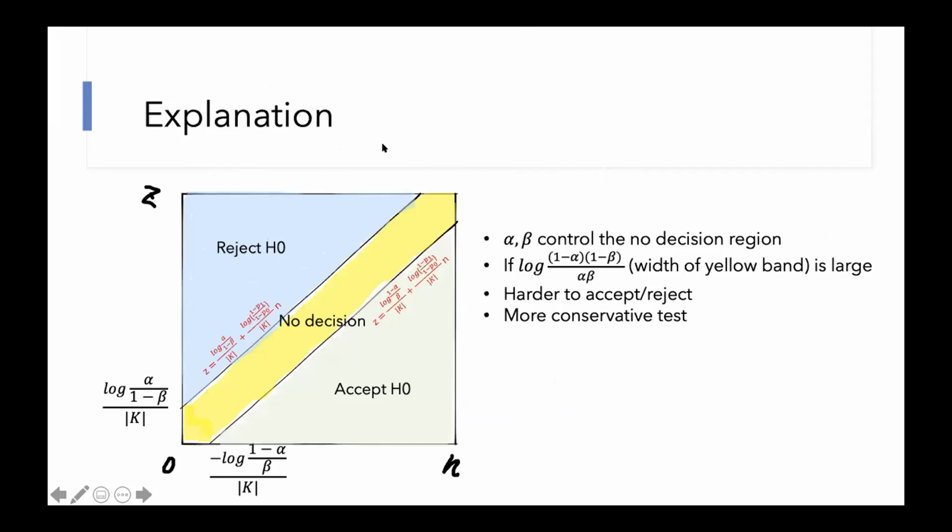So you can see these are the two lines. The x-axis here is the N, and the y-axis here is Z. The blue region is where we can reject each null, and the green region is where we can accept each null. The yellow band is where we make no decision. So the alpha beta here actually controls the width of the acceptance and rejection regions.